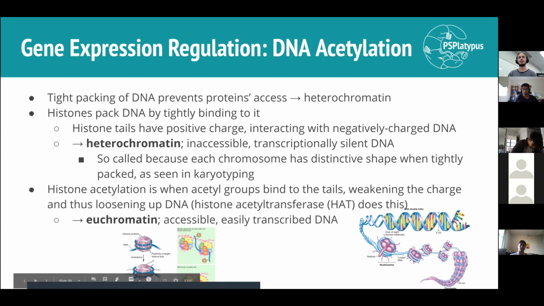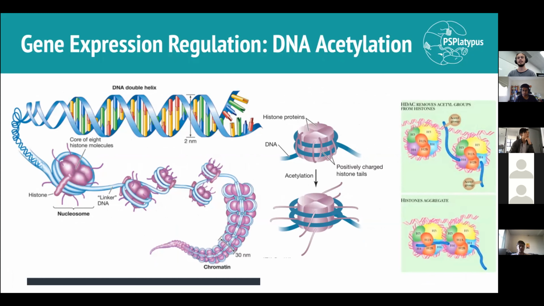It means it's accessible, it's easily transcribed, and that's when acetylation, so when an acetyl group binds to these positively charged tails, reducing the charge because acetyl groups are uncharged, and they loosen up DNA. And so histone acetyltransferase is an enzyme that attaches to these tails. So you can see it's zoomed in here, got it wrapped up, and basically when you acetylate the histones, then the DNA is more loosened up. You haven't got the tails tightly wrapping around it. It's more loosened up so that it's accessible and can be transcribed.